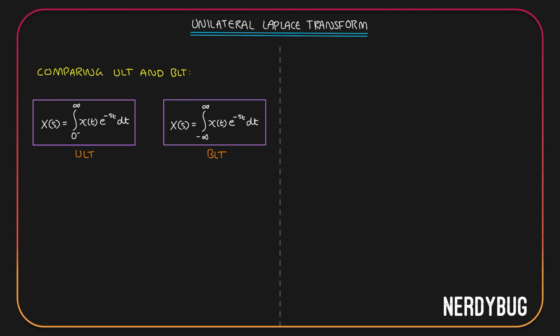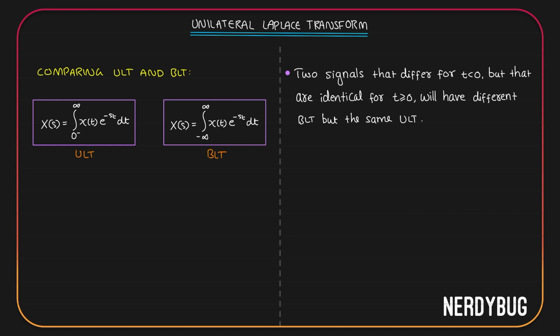Let us now compare unilateral Laplace transform and bilateral Laplace transform. The only difference in the definition is that in bilateral Laplace transform, the integration is from minus infinity. In unilateral, it is from 0 minus. So the first thing we can say is this. Two signals that differ for t less than 0 but are identical for t greater than or equal to 0 will have different BLT but the same ULT.